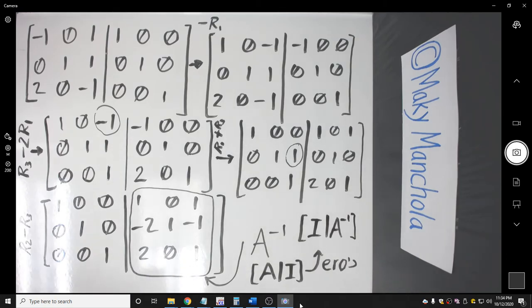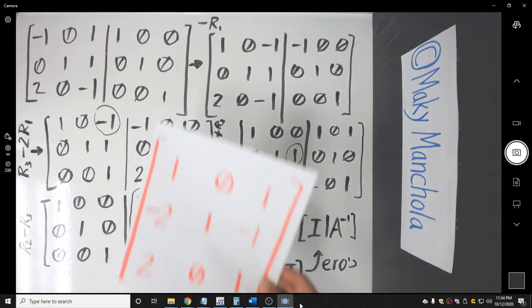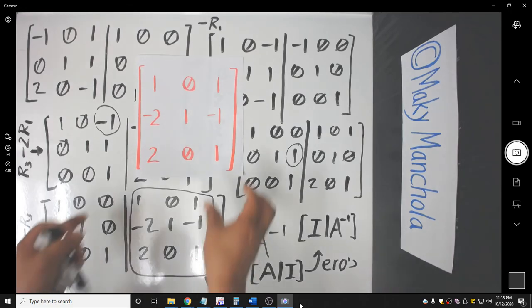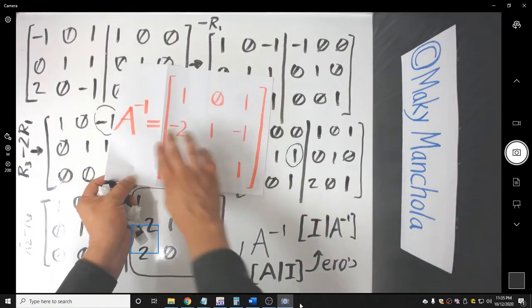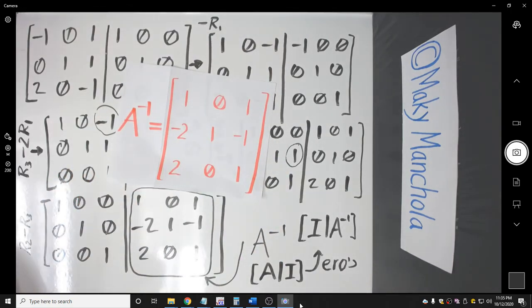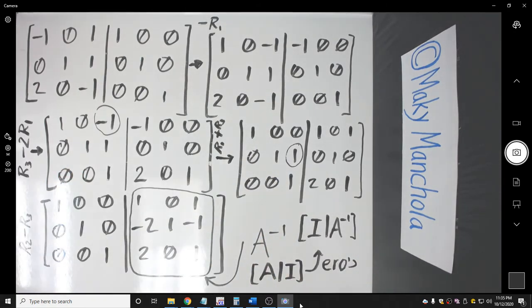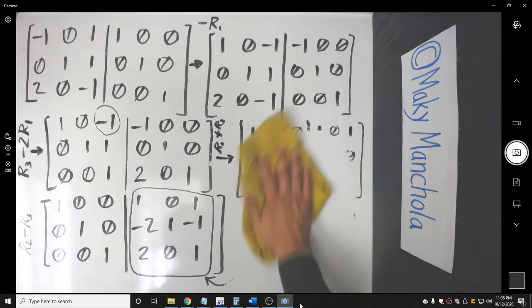Okay, confirmation. Did we actually get the correct answer? Of course, the answer is affirmative. That was the inverse of A. Okay, we're going to try another example, a bit simpler.